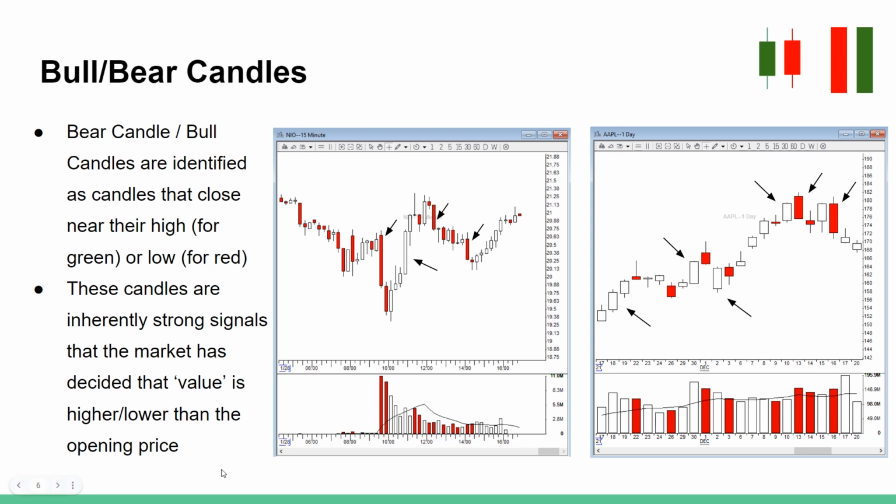So if you take a look at this 15-minute chart of NEO, for example, you have a strong bull candle here, where the opening price is the same as the low of the time frame, and the closing price is extremely close to the high of the final 15 minutes. You can also see this on a daily chart of Apple, where you have days that open down here and then close all the way at the high of the day. Again, at face value, these should be interpreted as generally strong or conversely weak signals that value is going to be found elsewhere in the market.